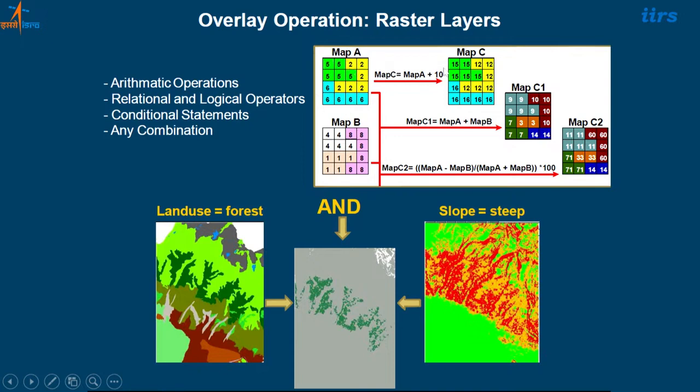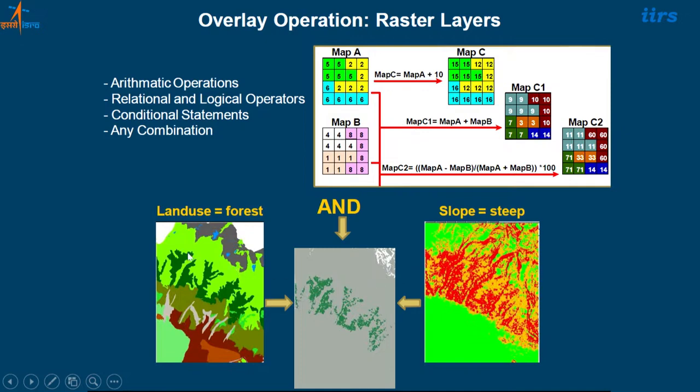Add 10 to all the pixels. So that is created. Similarly, I am creating map B here. In map C, I am saying map A plus map B. Add these two, and that will give you map C1. And map C2 is map A minus map B upon map A plus map B, into 100. So all these three operations can be performed.